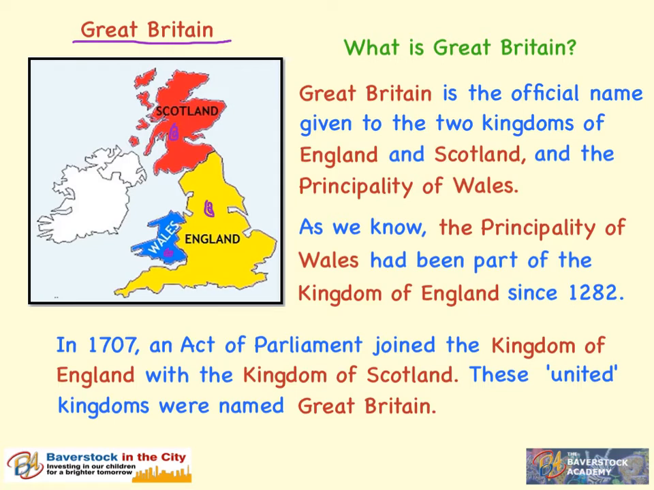As we know, the Principality of Wales has been part of the Kingdom of England since 1282. In 1707, an Act of Parliament joined the Kingdom of England with the Kingdom of Scotland. These united or joined kingdoms were named Great Britain.